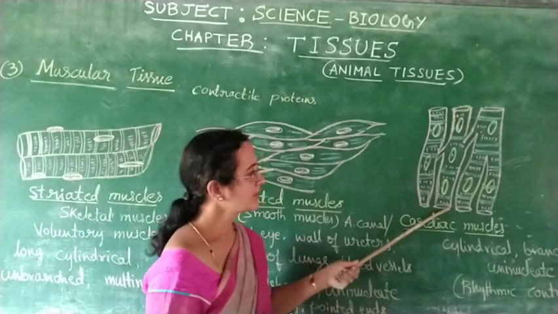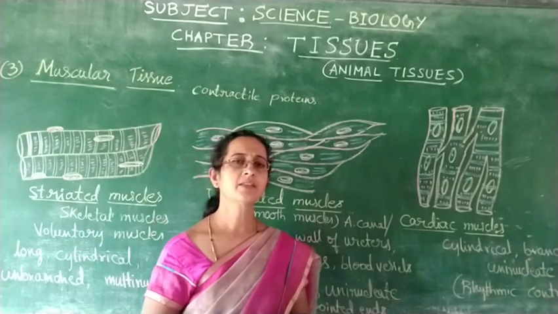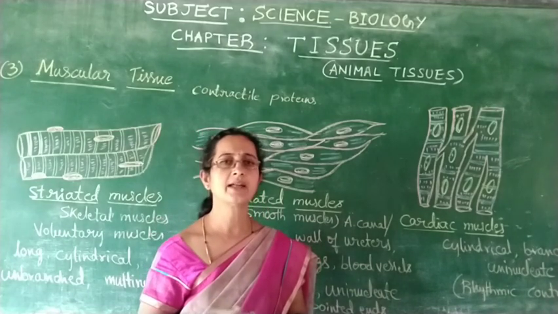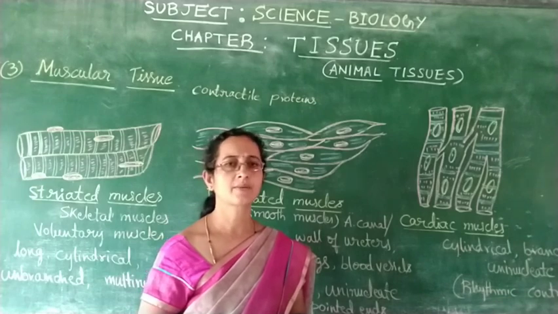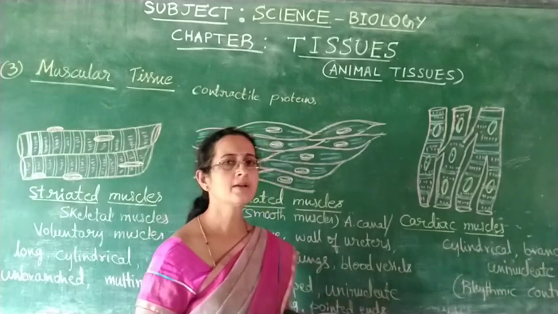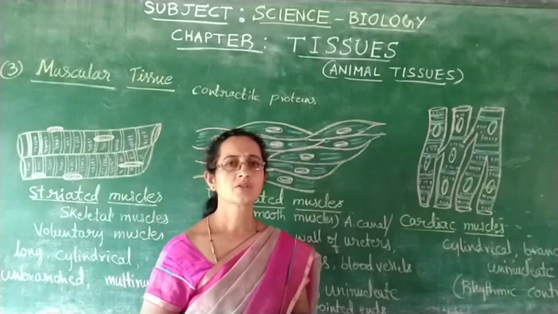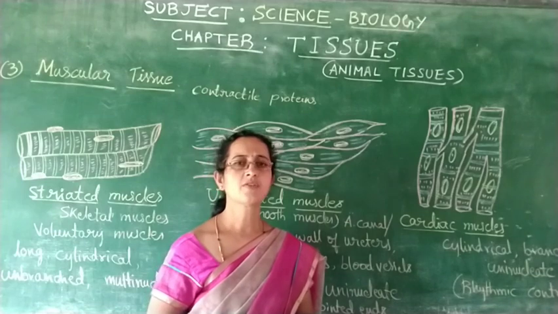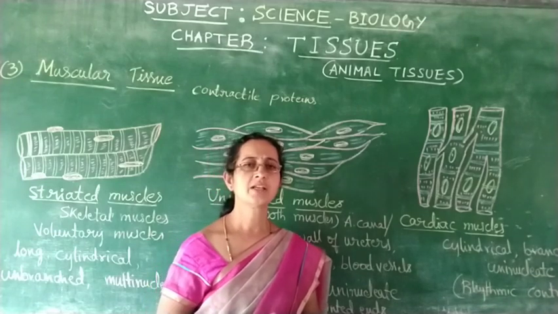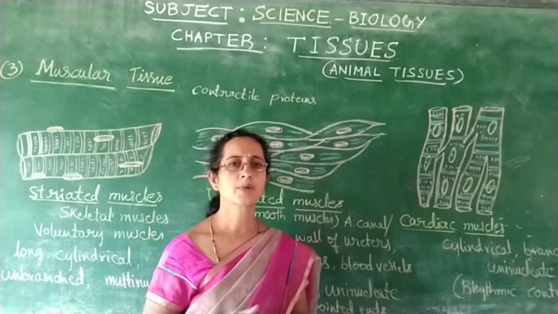Here these cardiac muscles work continuously from the birth of the organism until death, and they are also considered involuntary muscles. So they are not under our control. So this is about the three types of muscular tissues, namely striated muscles, unstriated muscles, and cardiac muscles.